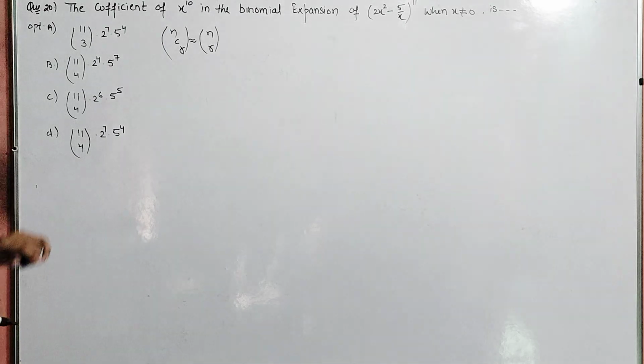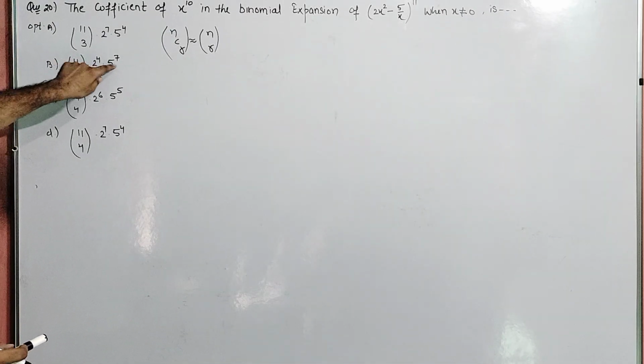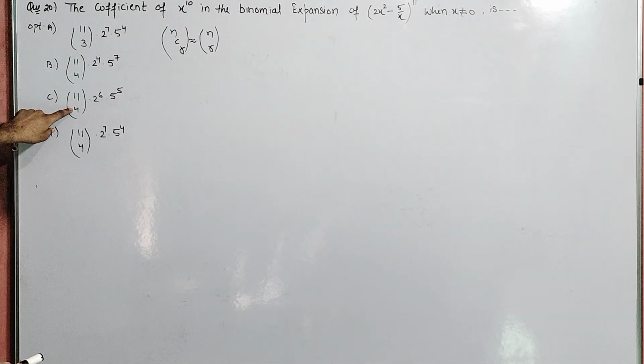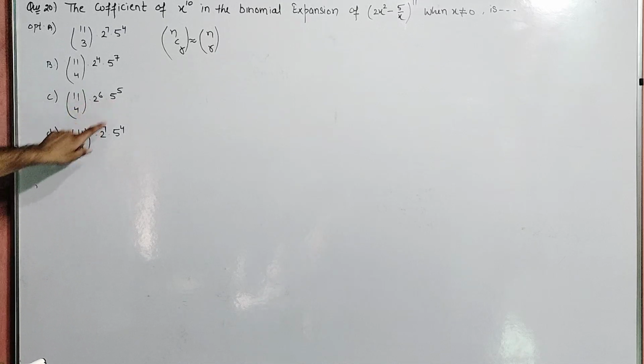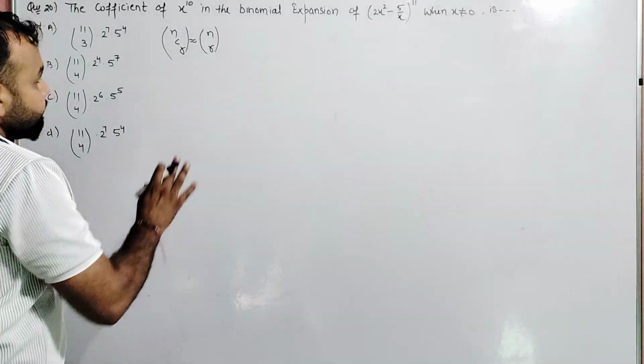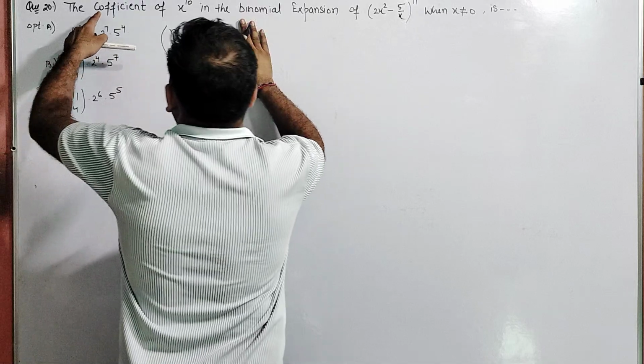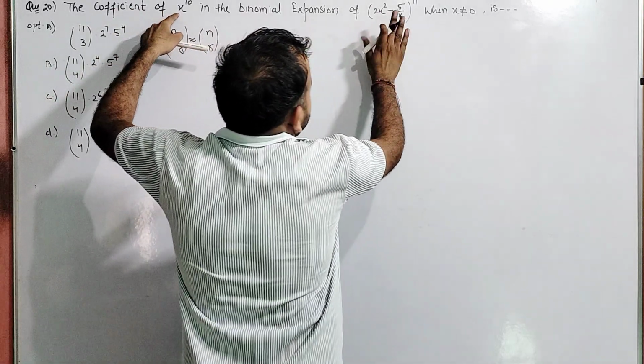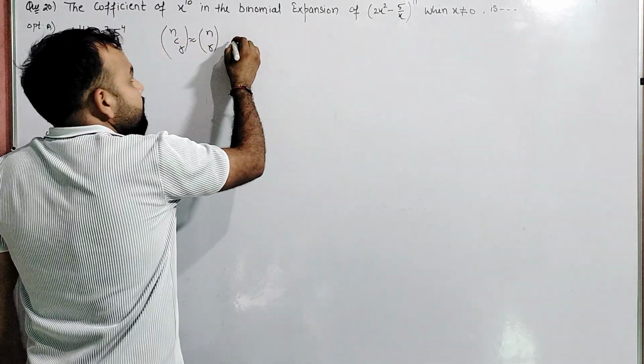Okay student. 11C4 2 to the power 4 into 5 to the power 7. 11C4 2 to the power 6 into 5 to the power 5. 11C4 2 to the power 7 into 5 to the power 4. These are the options for this question. So student, we need to find the coefficient of x to the power 10 in this binomial expansion.